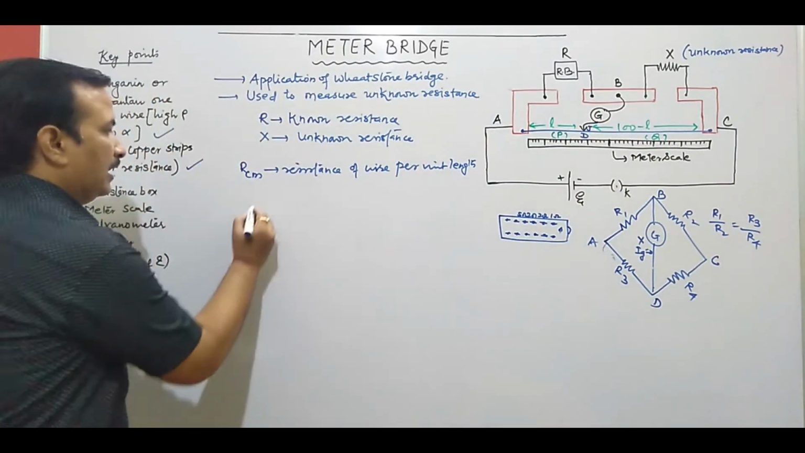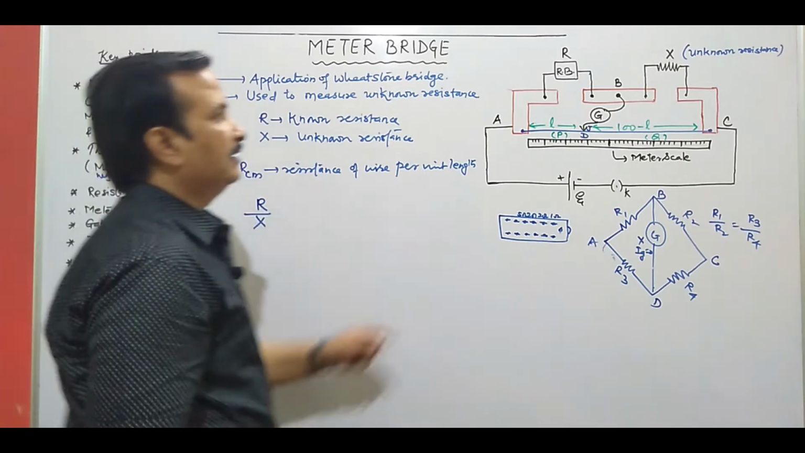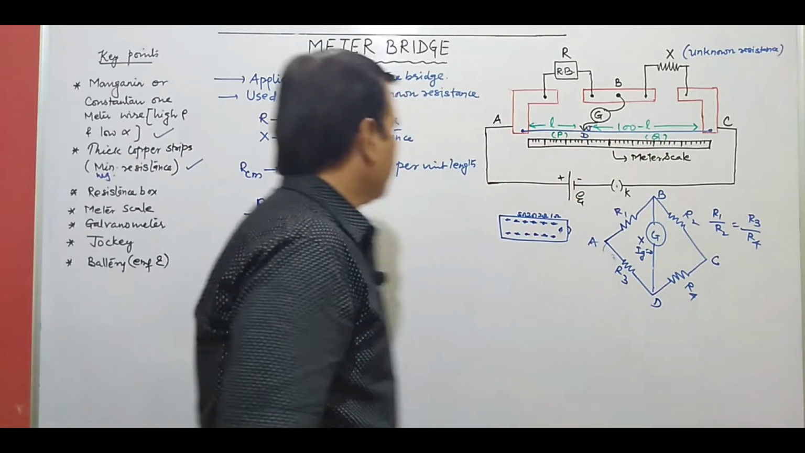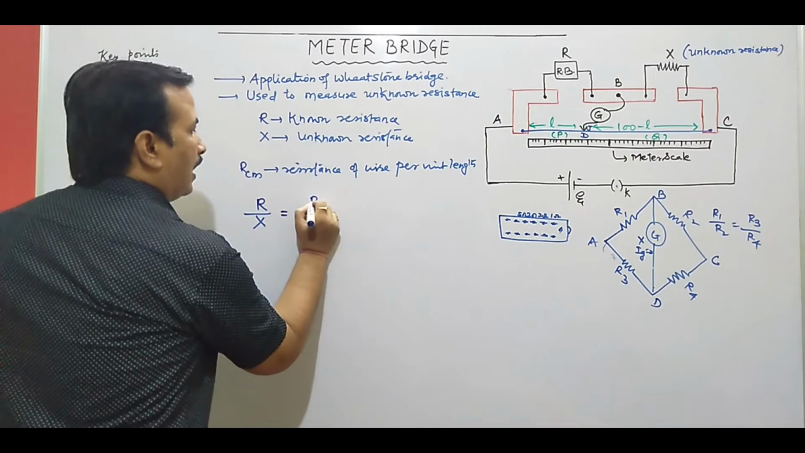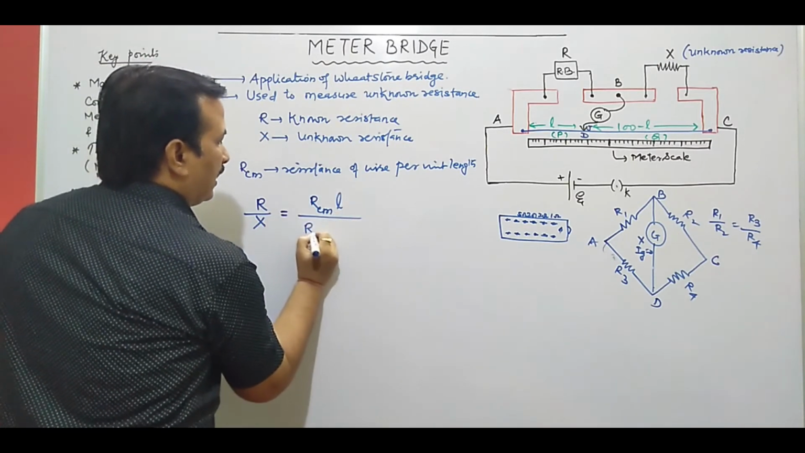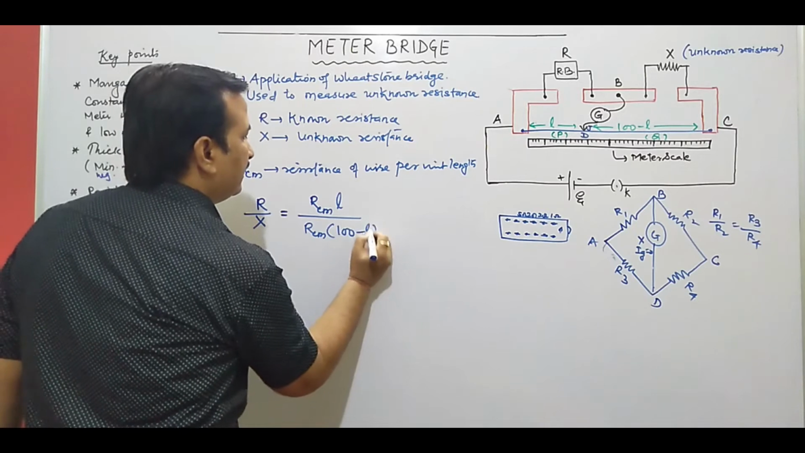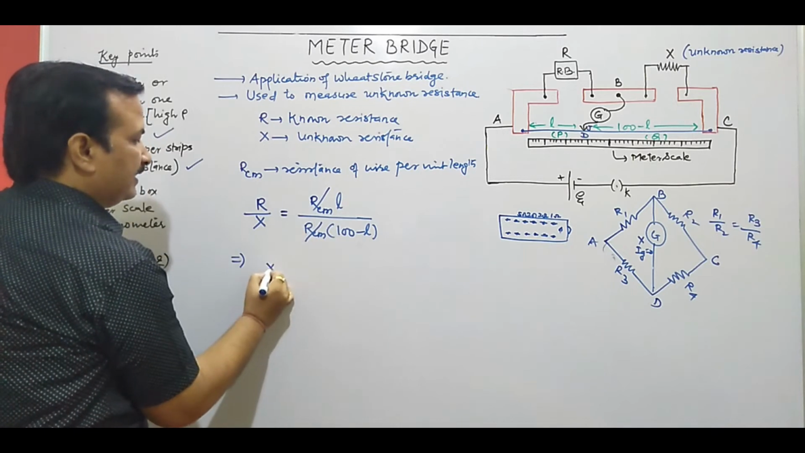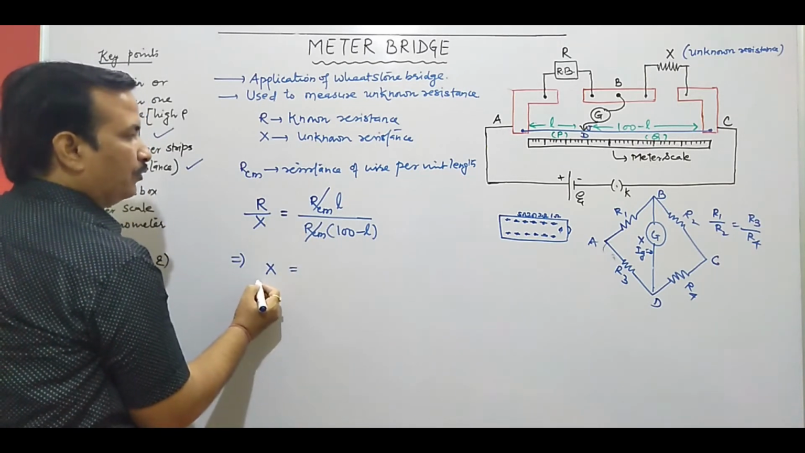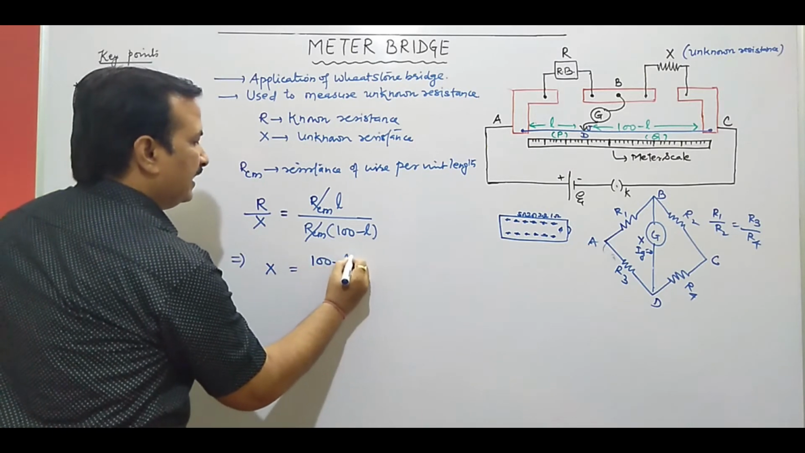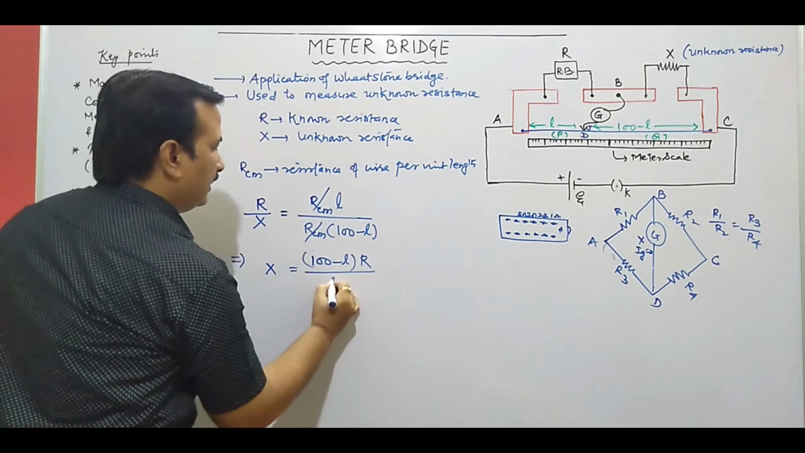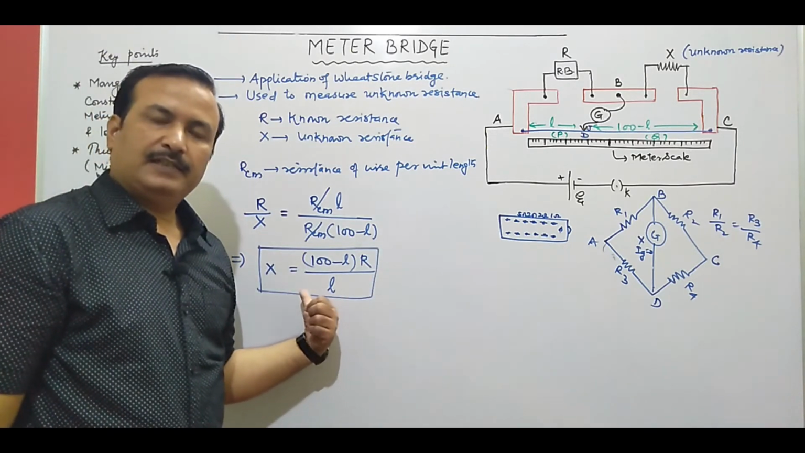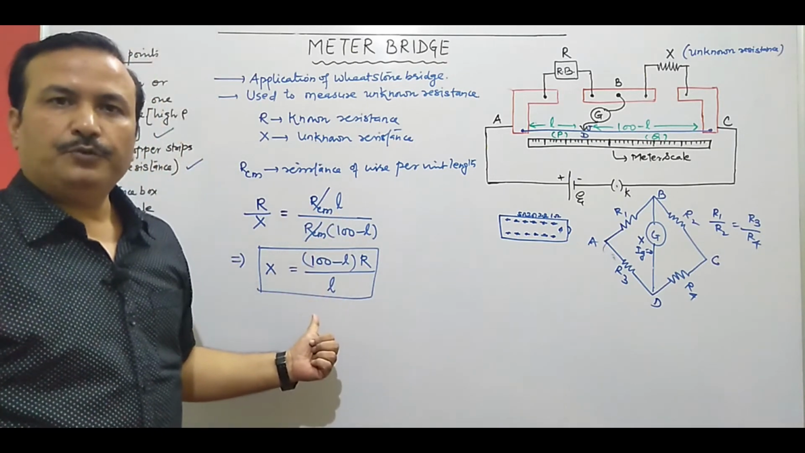Now we have formula R upon X. R upon X will be equal to this upon this, this upon this. So it is equal to RCM into L upon RCM into 100 minus L. So this will cancel, and X, which is the unknown resistance that we need to find out, will give you 100 minus L into R upon L. This is the value of unknown resistance, right? So this way we can find out unknown resistance.